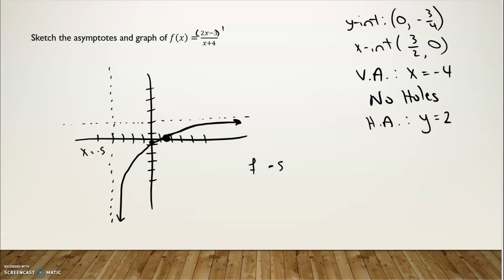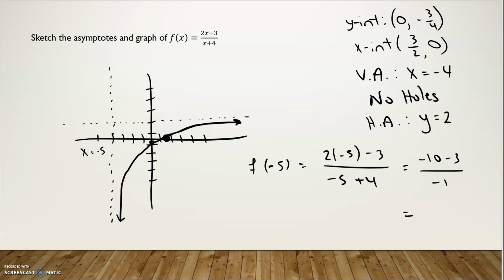So f of -5, so that's going to be 2 times -5 minus 3, all over -5 plus 4. So that's -10 minus 3, and that's -1. So that's -13 over -1. So that is 13. Okay, so 1, 2, 3, 4, 5, 6, 7, 8, 9, 10, 11, 12, 13. So we do have a point somewhere up there.